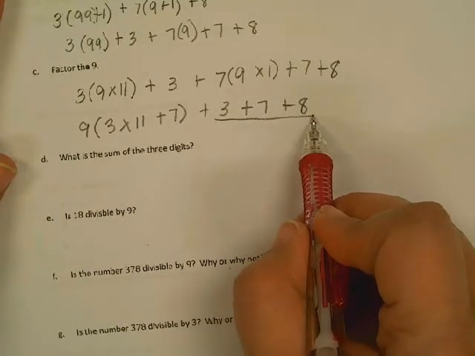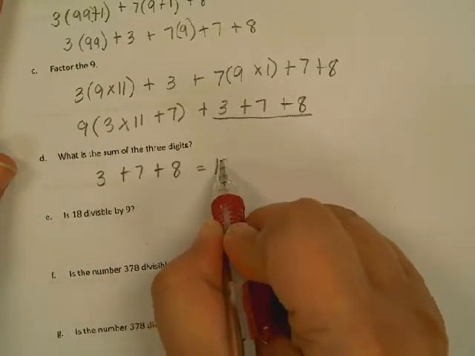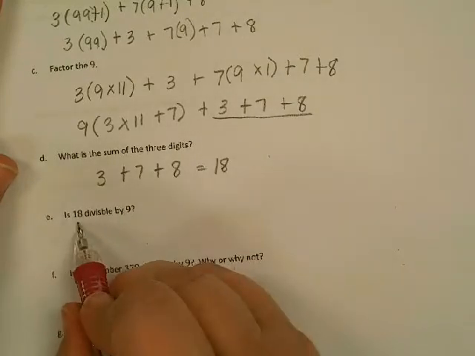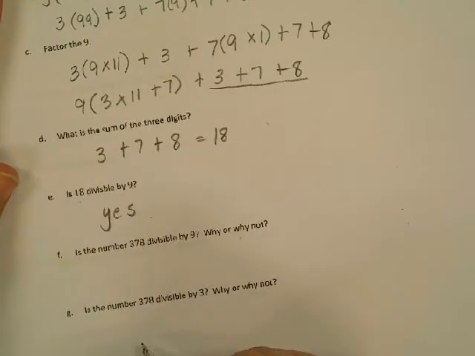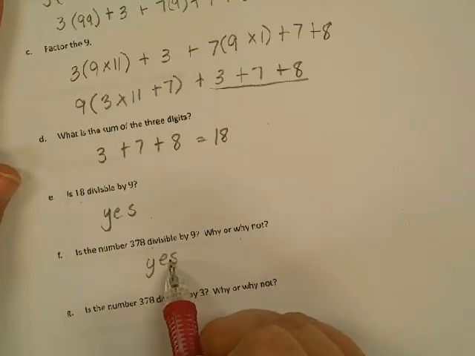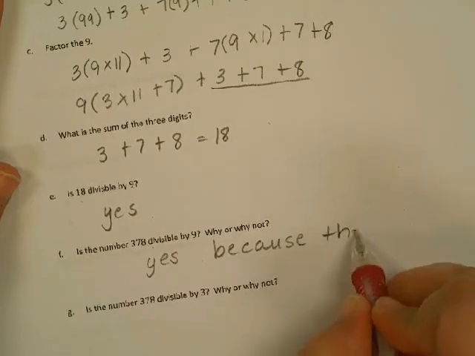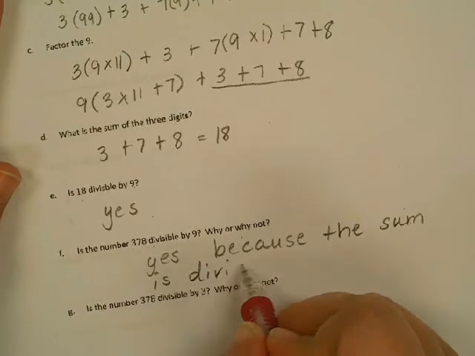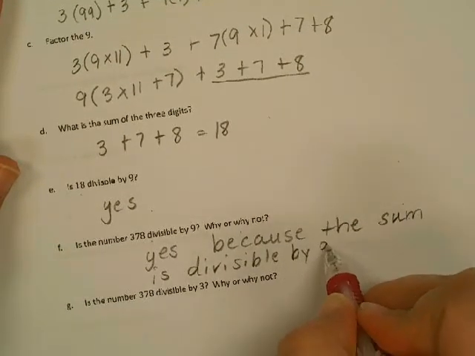When I add these digits together, 3 plus 7 plus 8, I get 18. And it wants to know, is 18 divisible by 9? Yes. So is the number 378 divisible by 9? Yes, because the sum is divisible by 9.